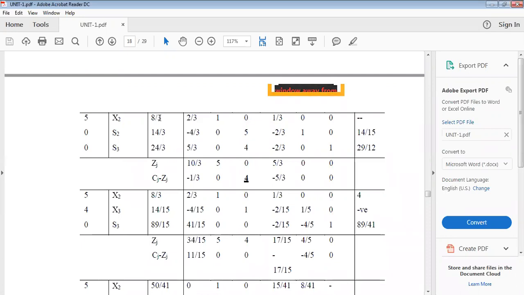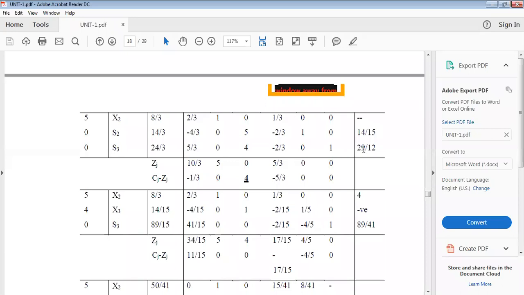Now the equation values are 8/3, 14/3, 24/3. The entering column elements have to divide the values of the equations. 8/3 divided by 0, you will not get anything, infinity. 14/3 divided by 5, automatically 14/15. And 24/3 divided by 4, 24 divided by 4, automatically you will get 29/12, something like that.